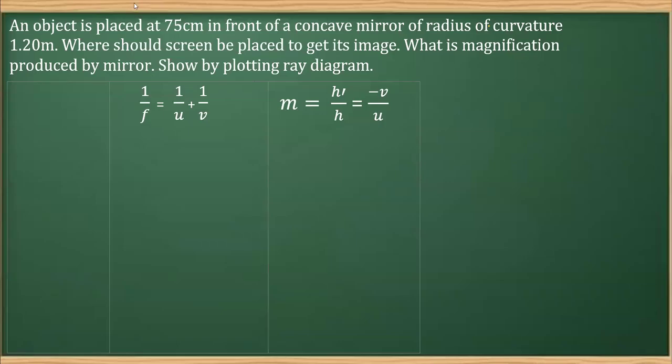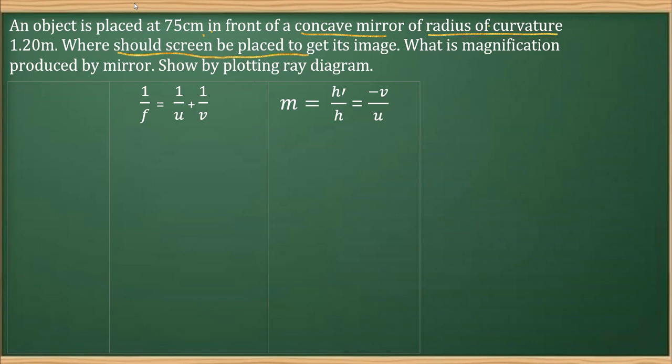In this question from the chapter Light, based on the mirror formula, it says there is an object which is placed at a distance of 75 centimeter in front of a concave mirror. So we have one concave mirror and the radius of curvature of this mirror is given as 1.25 meter. Now the question is, where should the screen be placed?